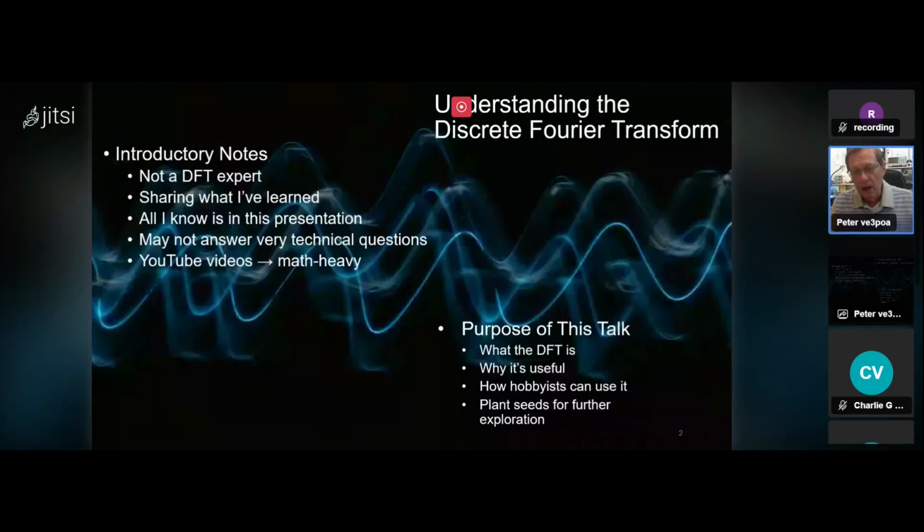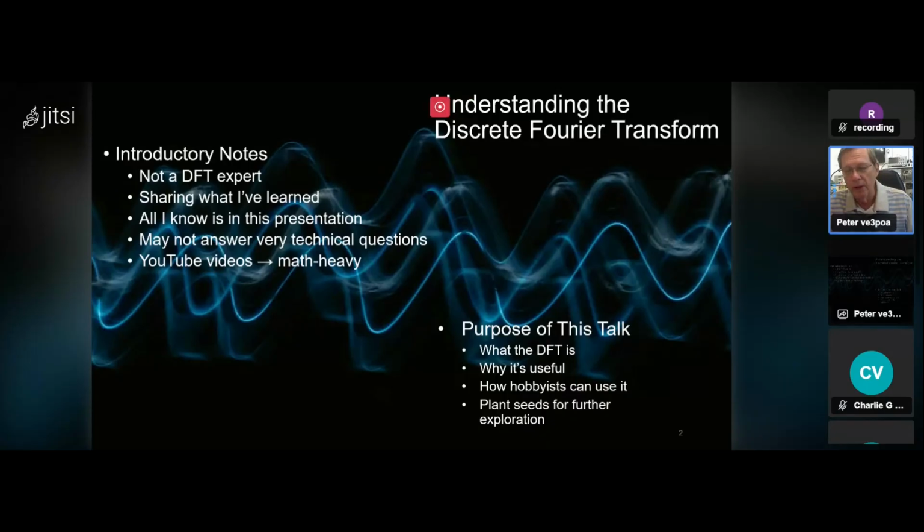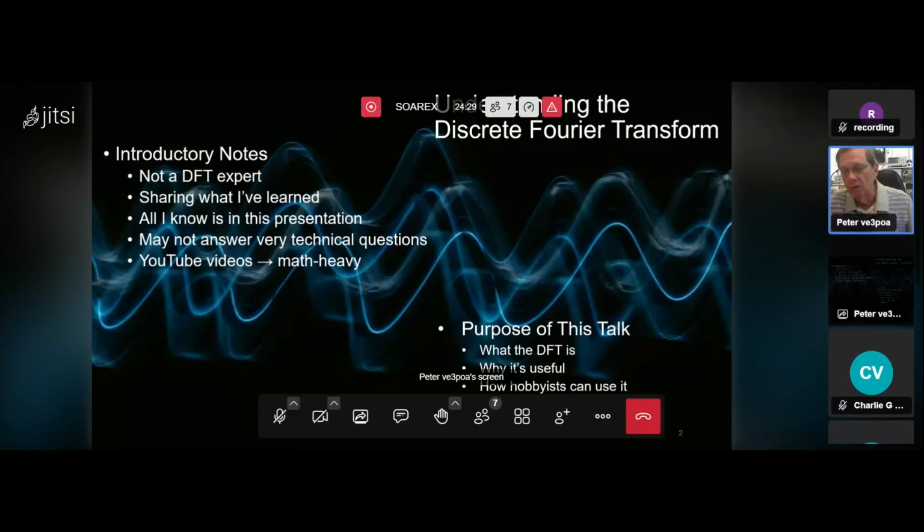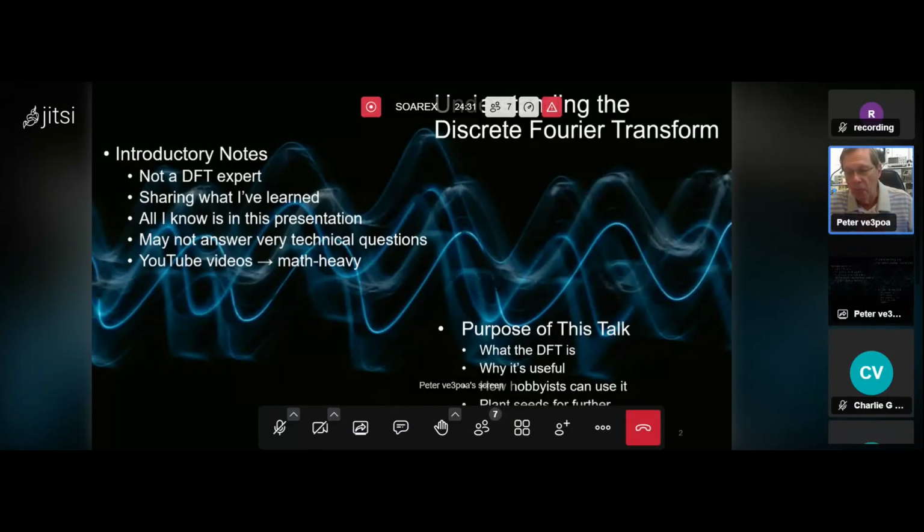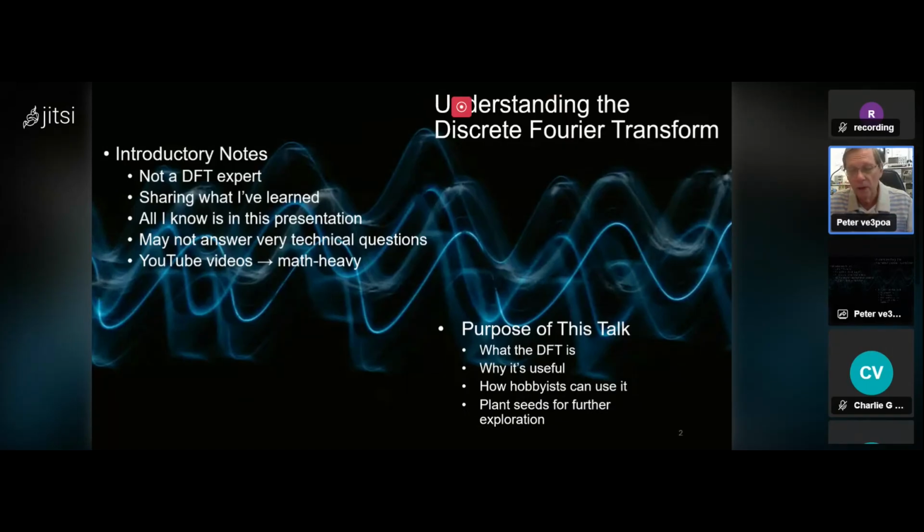To start off with, as Dave says with his presentations, I am not a DFT, or discrete Fourier transform, expert by any stretch. So the information I'm sharing is based on what I've learned, and it's all in this presentation. If you have any technical questions, I'm not likely to have the answers. I might, but I'd be surprised.